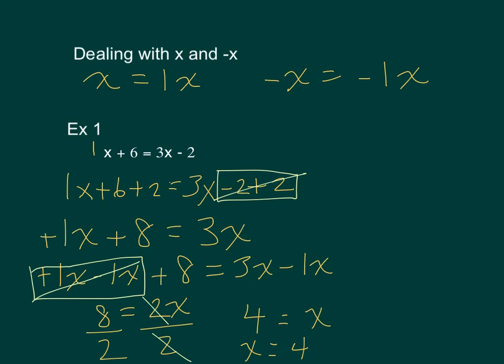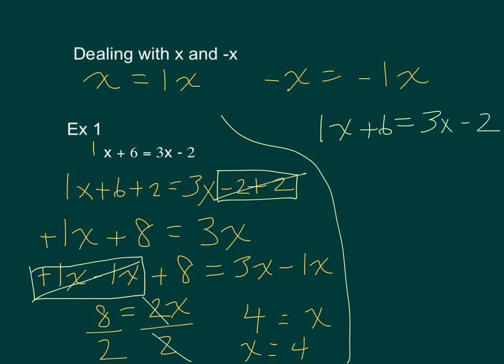And again, just like before, let's go back and check our work. So I'm going to divide my page here. I have 1x plus 6 equals 3x minus 2. In the place of x, I'm going to put 4 because that's what I found down here. So for the x and x up here, I'm going to put a 4. That's going to turn into 1 times 4 plus 6 equals 3 times 4 minus 2. 1 times 4 is 4.